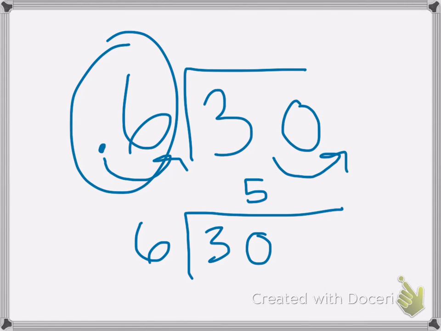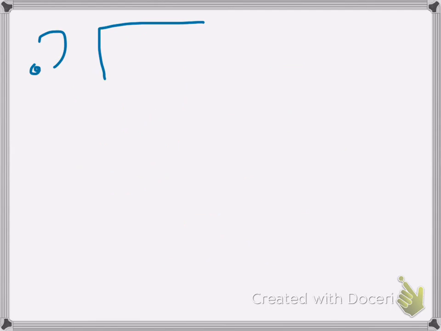Let's look at one that we can actually solve. Here we had 0.6. We moved it 1 time to the right, so we also have to move it 1 time to the right inside our division symbol. When we do that, we end up with 6 into 30 instead of 0.6 into 3. When you divide it out, you end up with 5 as your answer.